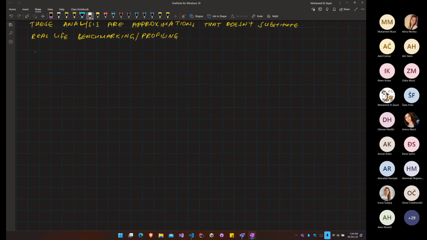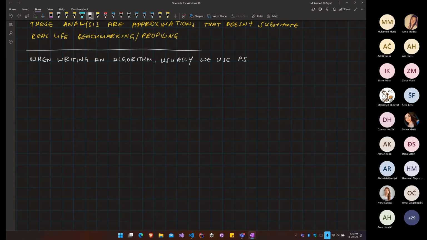Now, before I go in, there are a couple of things I need to mention here. Whenever an algorithm is written, you write it in something which is called pseudocode. You will see it in the books. Nobody actually writes in a programming language specifically when writing an algorithm. Usually we use pseudocode.